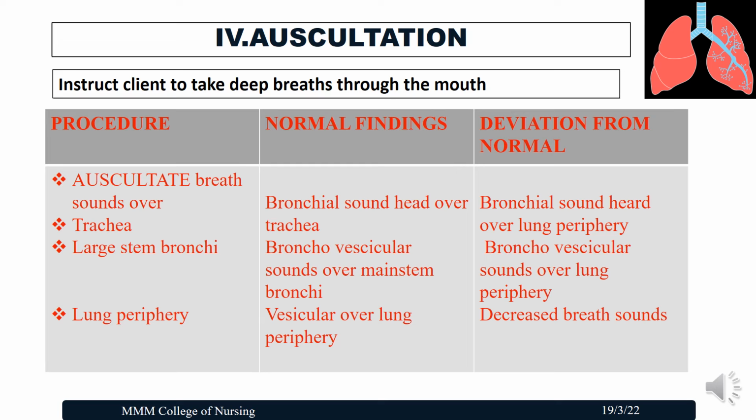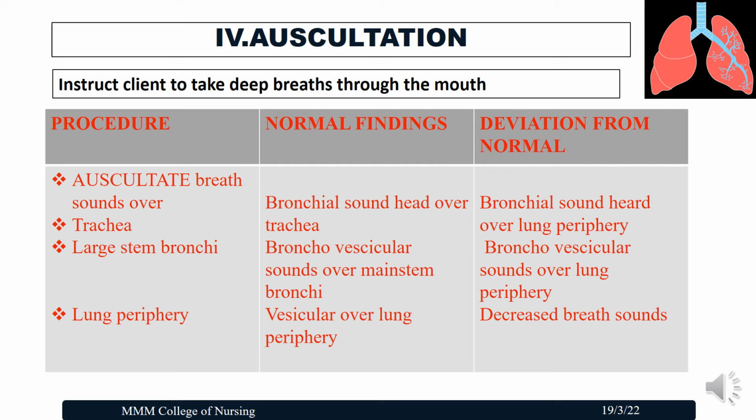lung periphery. When we auscultate over the trachea, the bronchial sounds can be heard over the trachea. The deviation from normal, which indicates the bronchial sound heard over the lung periphery, when we auscultate over the trachea, it is abnormal. Then auscultate over the large stem bronchi. Normal finding is bronchovesicular sounds over the main stem bronchi. When there is an abnormality, the bronchovesicular sounds can be heard over the lung periphery or on the sides of the lungs. Then auscultate for the lung periphery.